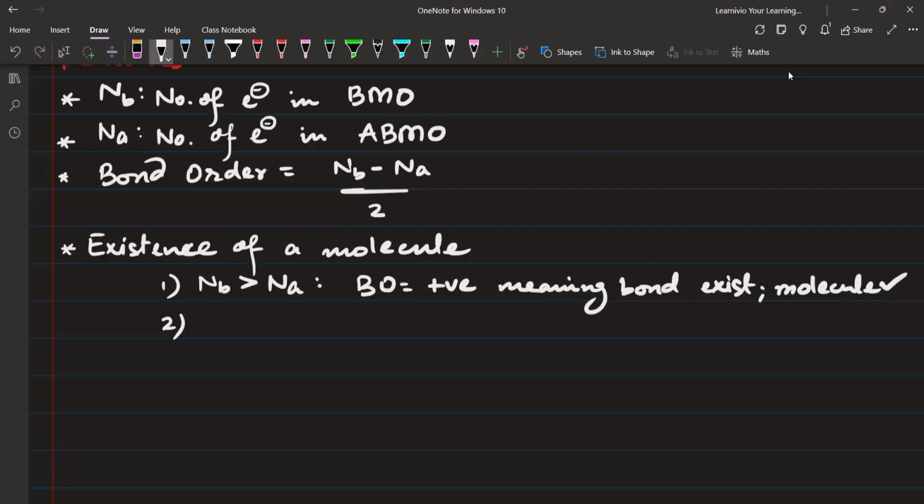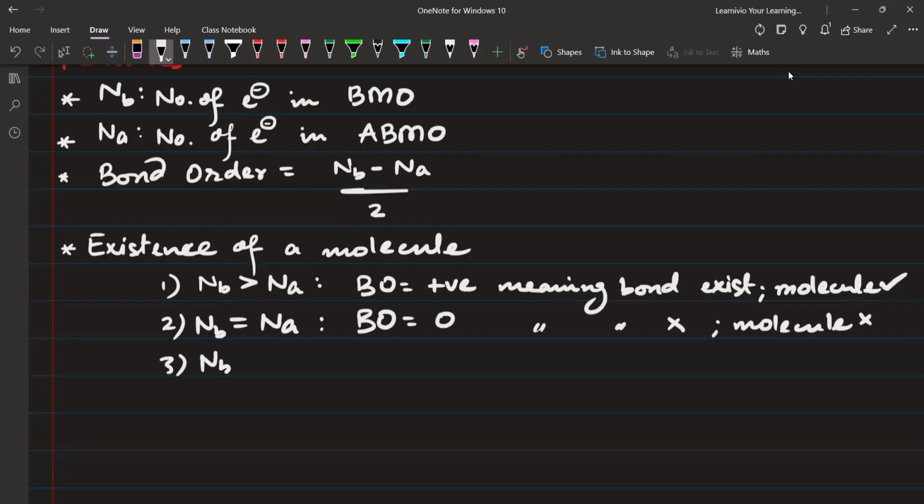Second case will be when the number of bonding electrons is equal to the number of anti-bonding electrons. In that case, Nb minus Na will be equal to 0, and bond order will also be 0, meaning the bond does not exist, therefore the molecule also does not exist. The third case is when the number of bonding electrons is less than that of anti-bonding. In that case, the bond order will be negative. Here also the bond does not exist, and therefore the molecule also does not exist.